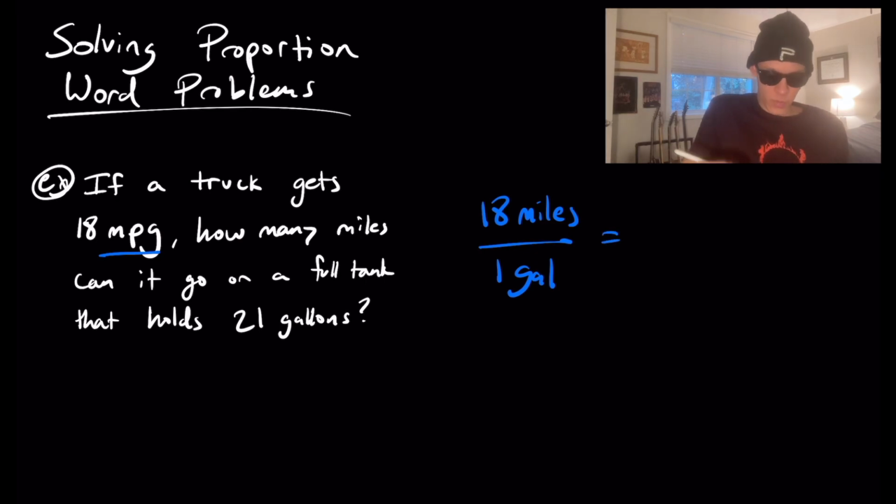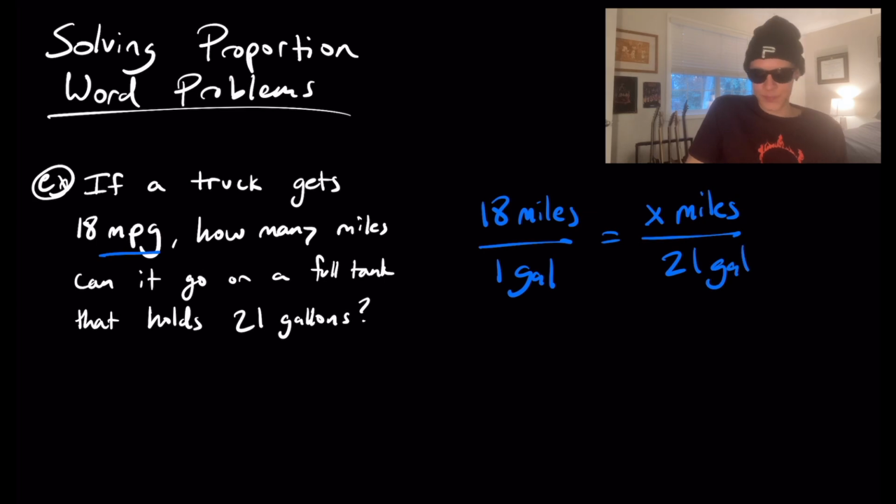All right, and we want to know how many miles, so that's our unknown, some number of miles, x miles, can it go on a full tank of gas that holds 21 gallons. So that's the number of gallons that we are given. So there's our two ratios, there's our proportion. If I know that I can go 18 miles on 1 gallon, how many miles can I go, knowing that fact, if this tank holds 21 gallons? So now we just pick your poison. What do you want to do? You want to do cross products or equivalent fractions?